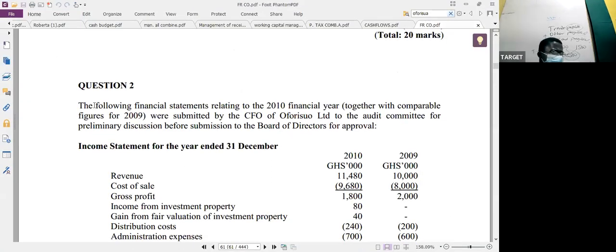The following financial statement relates to 2010 financial year together with comparable figures for 2009, submitted by the Chief Financial Officer of Offersual Limited to the Audit Committee for preliminary discussion before submission to the Board of Directors for approval. Okay. So if you go to an interview and they ask that after preparing financial statements, who do you send it to? Tell them that you send it to the audit committee for discussion before the board will approve the financial statement. Let's go.